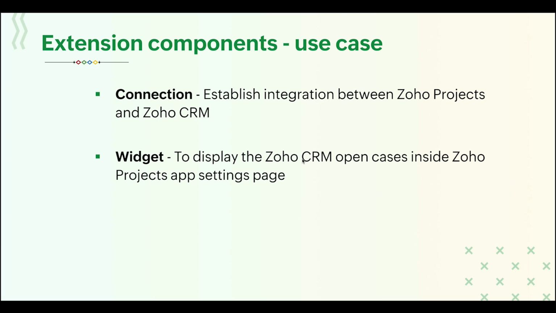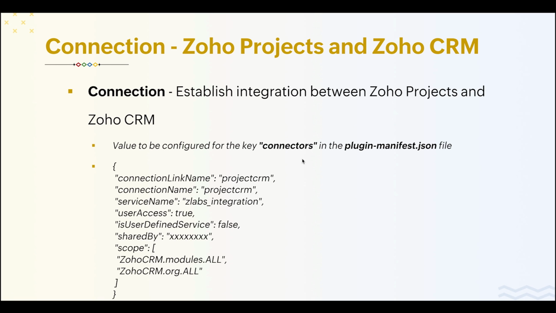We've already set up these components for our use case demo so that it's easier for us to show the output functionality. But we'll go ahead and show you the setup that we've done for achieving this particular use case. So the first component that we would require is a connection, right? We have to establish an authorized integration between Zoho Projects and Zoho CRM. And for that, we've created a connection using the connection section in Sigma.